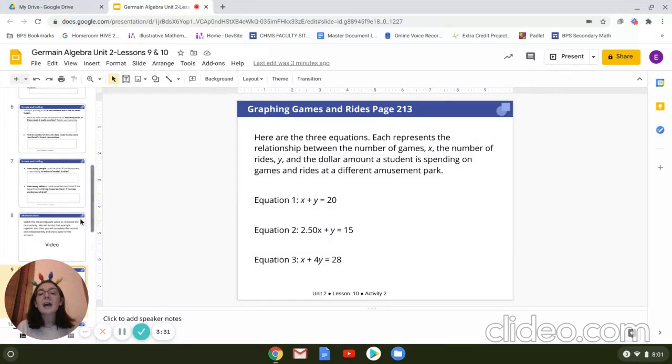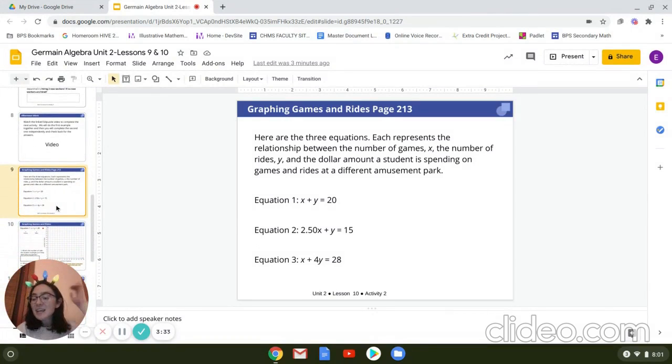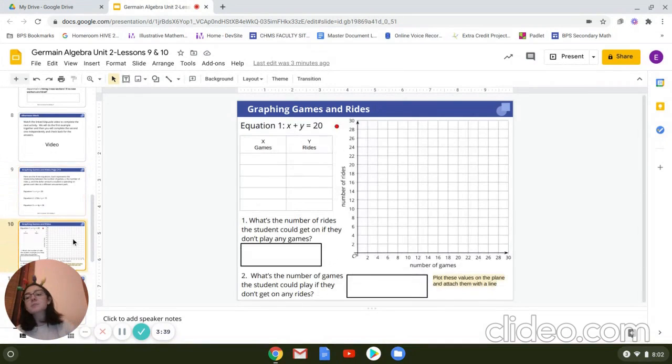So let's take a look at how we're actually going to graph these and create some equation lines. If we slide down to slide number 10 here, I put a table on here for you to get all of your ducks in a row. So let's try to figure out some data points that we could graph. These questions are going to help us pick some good points.